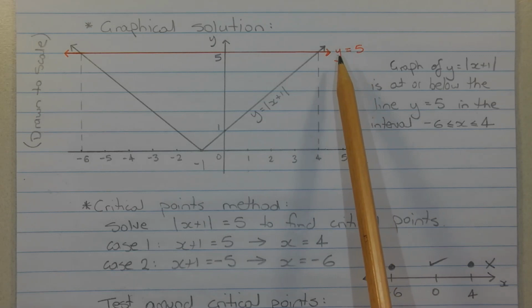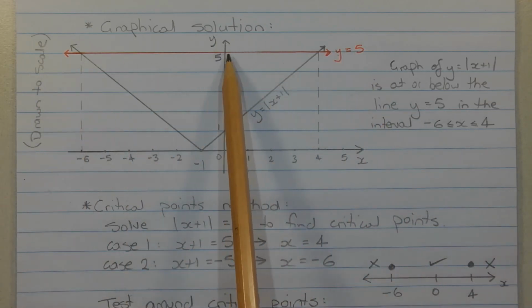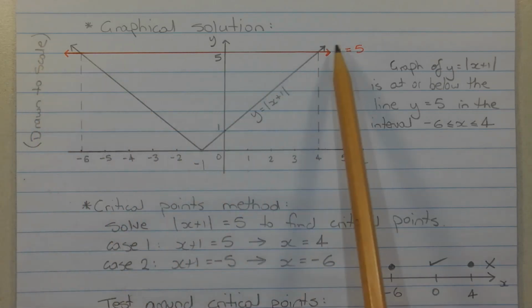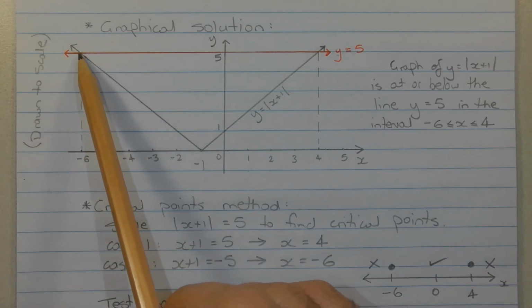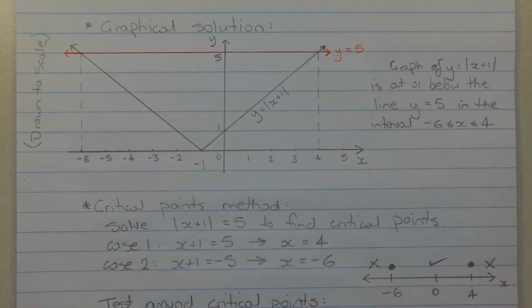Now the graph of y equals 5 is a horizontal line passing through the y-axis at y equals 5. And I'm interested in the points of intersection of the graph of y equals 5 and the graph of y equals absolute value of x plus 1. And the 2 points of intersection are x equals negative 6 and x equals positive 4.